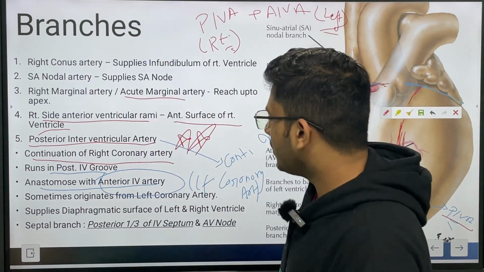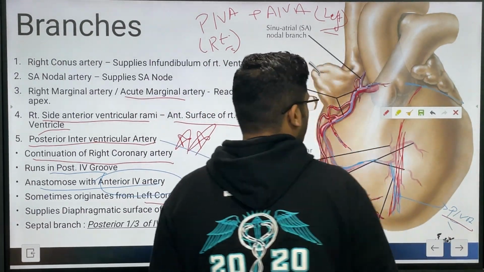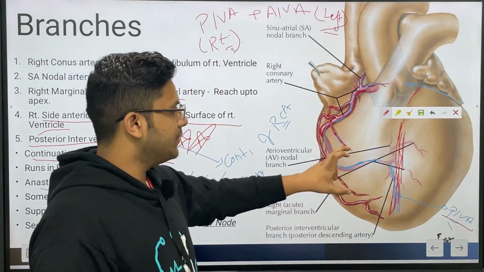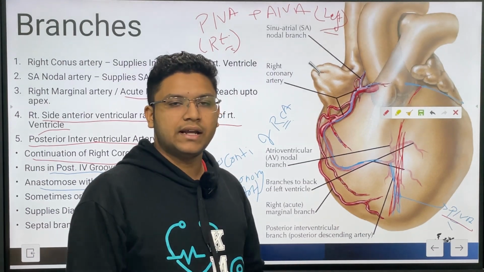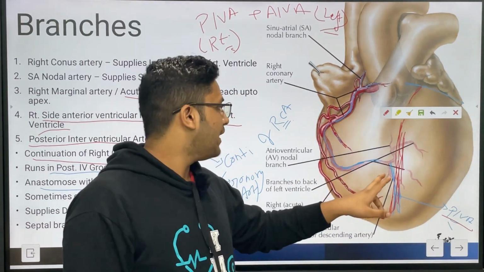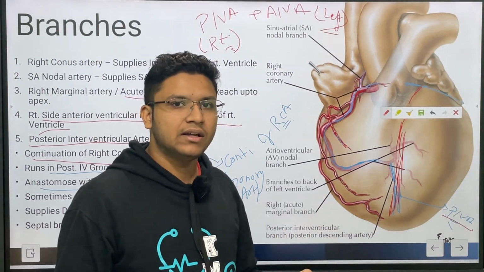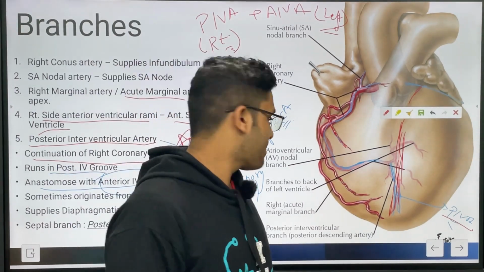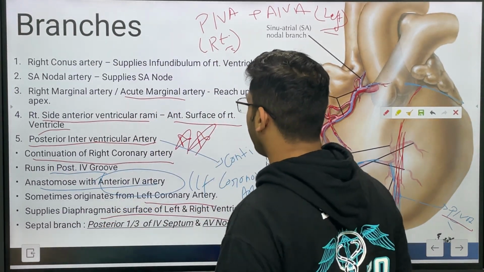The next thing is that sometimes the posterior interventricular artery takes origin from the left coronary artery, and that is known as left dominance. Just keep in mind that sometimes it takes origin from the left coronary artery. We will discuss dominance in a further slide. The next thing is it supplies the diaphragmatic surface of the left and right ventricle.